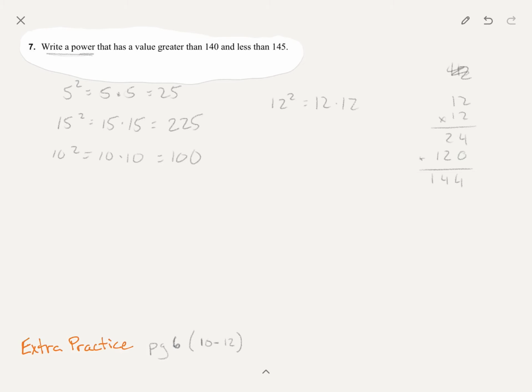So I have to write a power. So I use 12 times 12, so this is it. So my final answer is 12 to the second power.